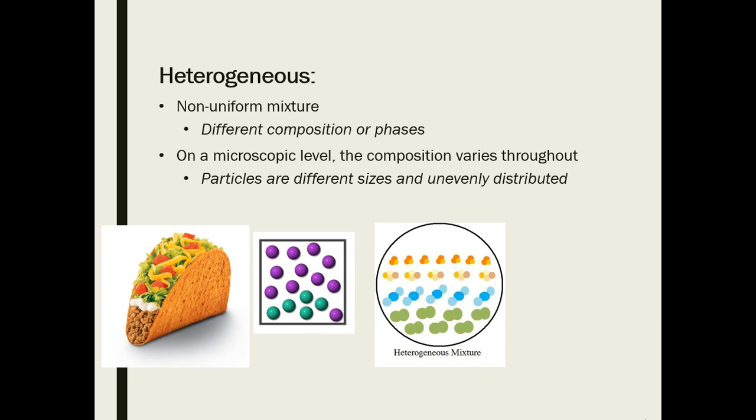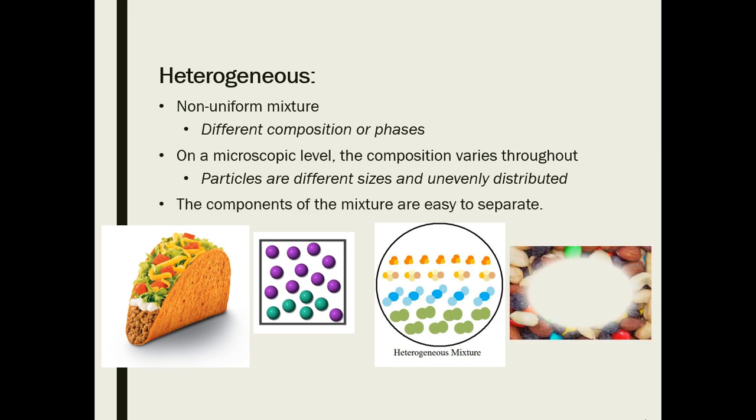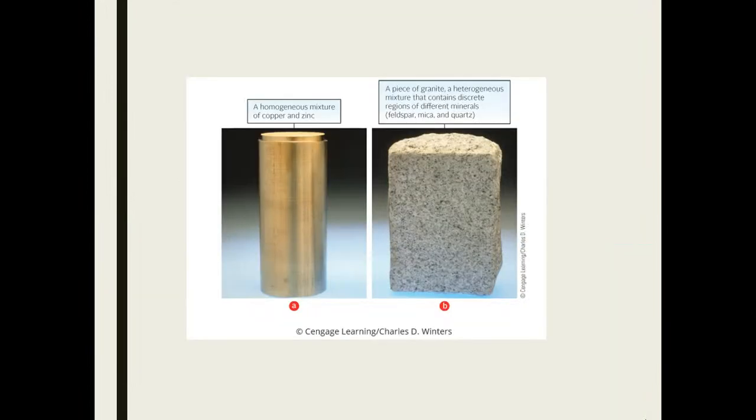On a microscopic level, the composition varies throughout. Maybe the particles are different sizes, uneven distribution, but you're going to be able to definitely see the differences. And we go back to our trail mix. They can be easily separated because we can see the parts. So here's an example. We have on the left, we have copper and zinc. And on the right, we have granite.